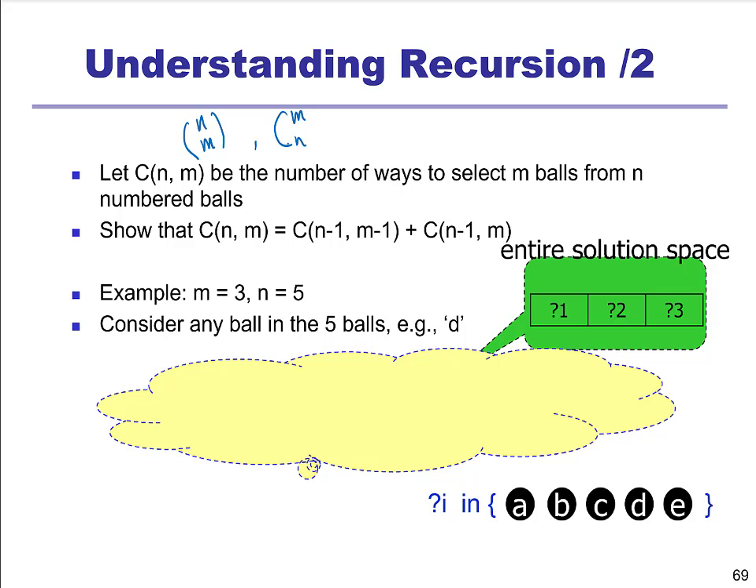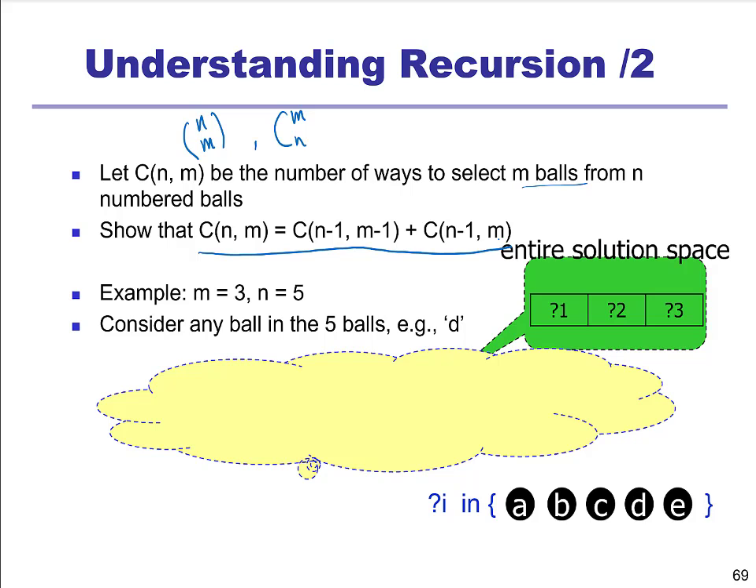Here we use balls as an example. It is the number of ways to select m balls from n numbered balls. These balls should be different, otherwise you cannot distinguish them. What we want to show here is the recursive step. The recursive step is C(n, m) equals C(n-1, m-1) plus C(n-1, m), right?